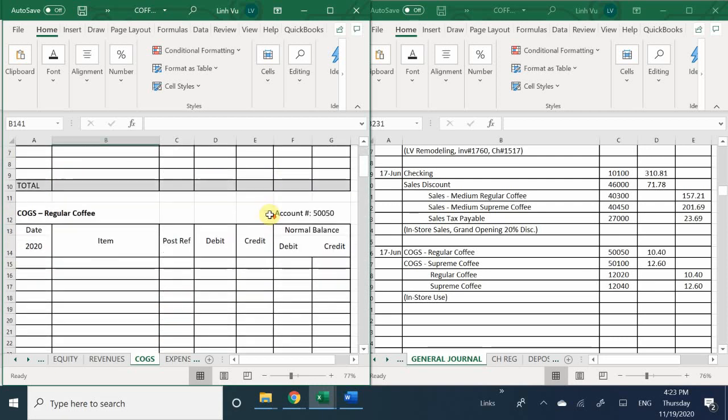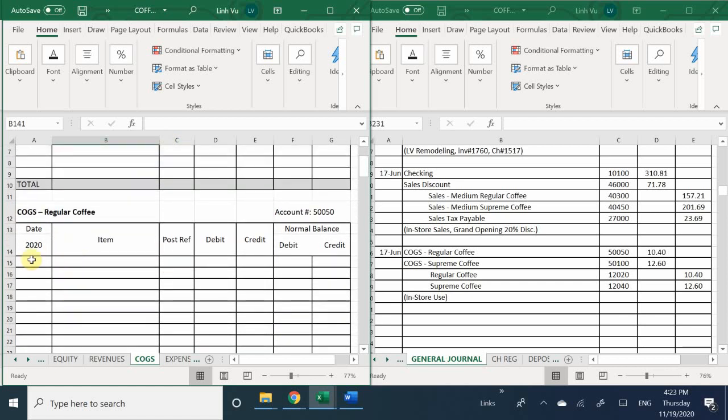That's your main account. If I scroll down, here's my first account for my regular coffee. So 617. I'm going to make a note that I used 6.5 pounds. Okay, that's my cost of goods sold. General journal number 6. And it cost me $10.40 to use.